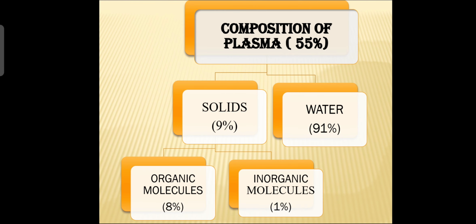So this flowchart will show the composition of the plasma, that is 55%. Solid is 9% and water is 91%. So the organic molecules are 8% and inorganic molecules 1%.